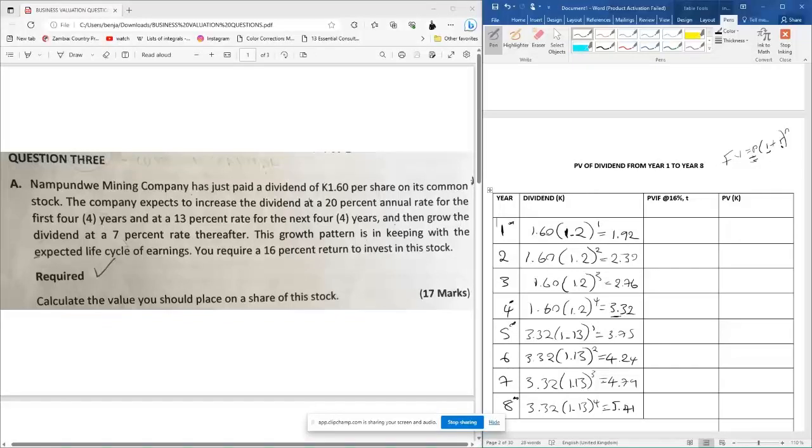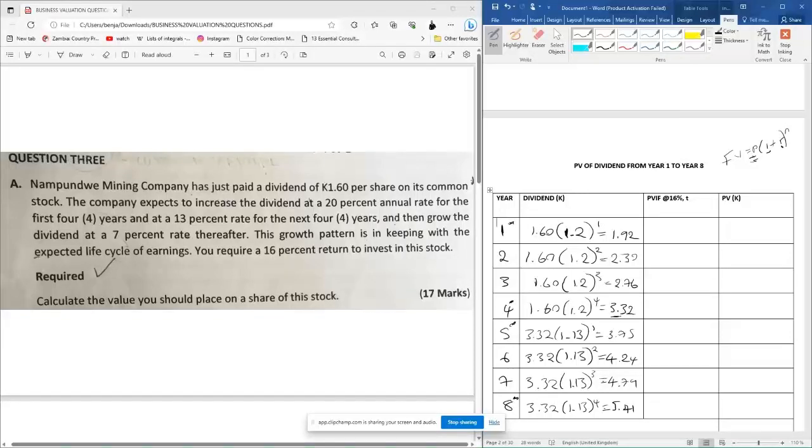So once you're given the present value interest factor table, remember that you also have the present value interest factor table of an annuity. In this case, we're not dealing with annuities. We're dealing with just the present value. So we're just going to use the ordinary present value table, and we're going to discount these dividends according to this present value interest factor table.